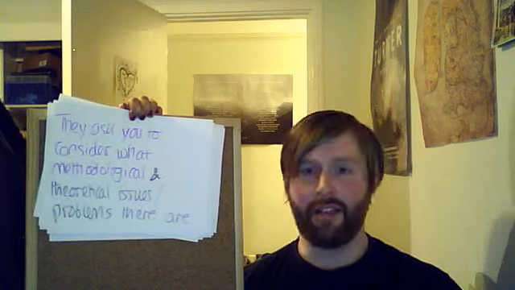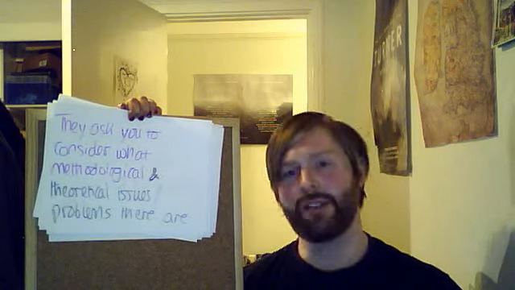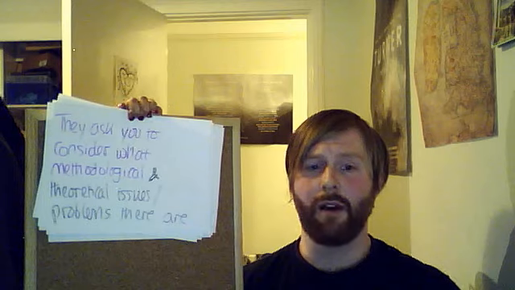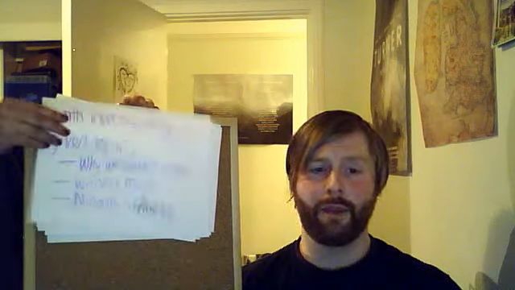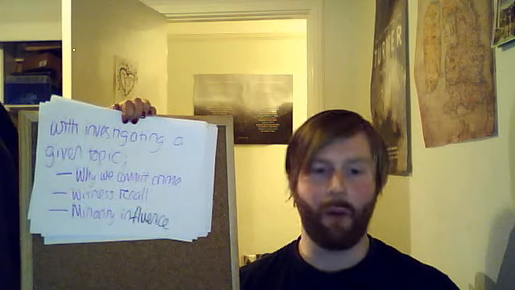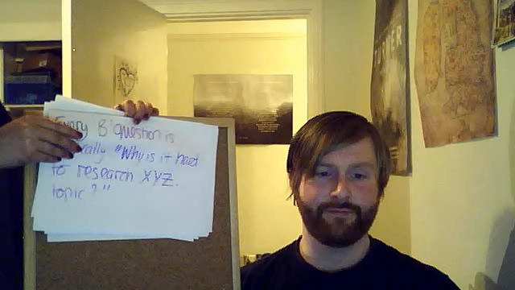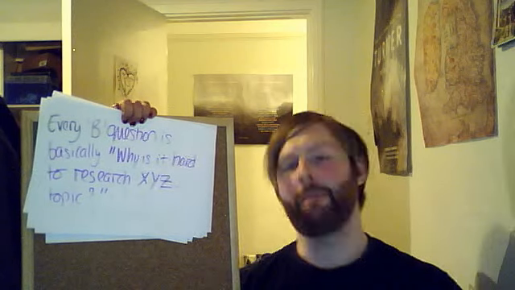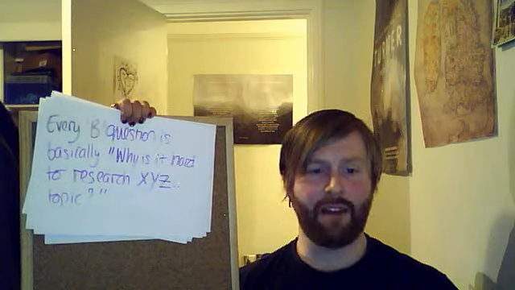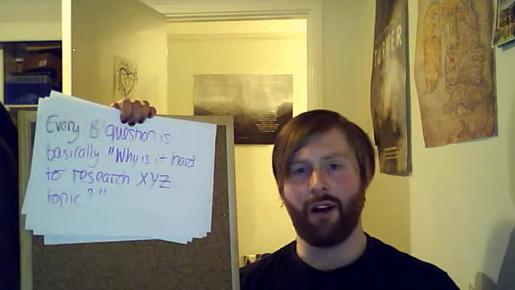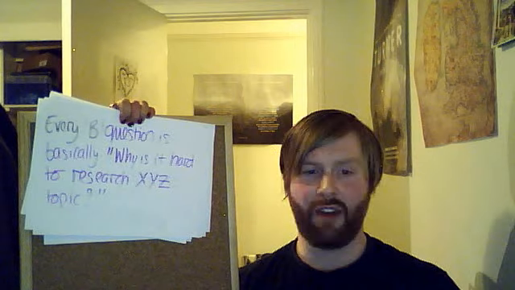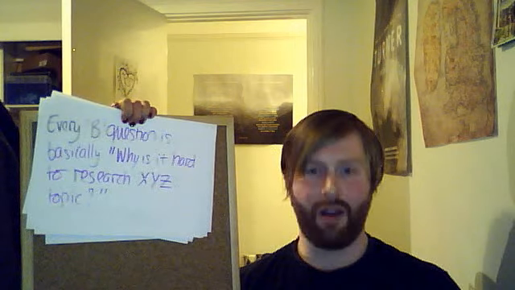They ask us to consider what methodological and theoretical problems there are with investigating a given topic. So a topic could be, for example, why we commit crime, witness recall, or minority influence in the jury room. Every B question, however it's worded, is basically asking you, why is it hard to research topic XYZ? Why is it hard to research it?